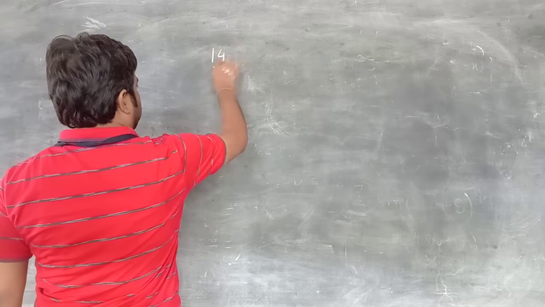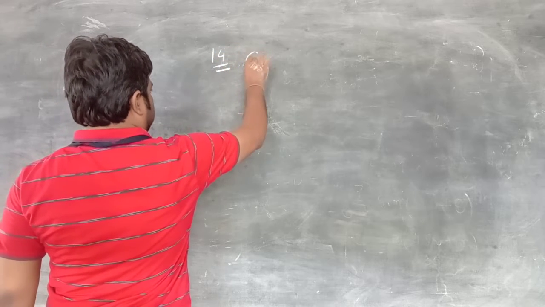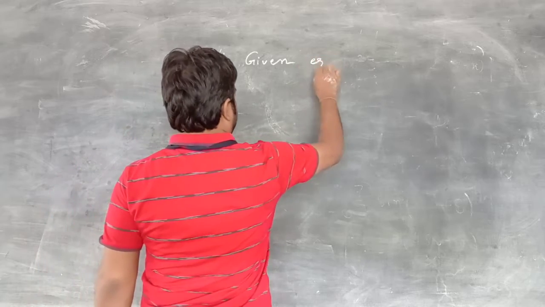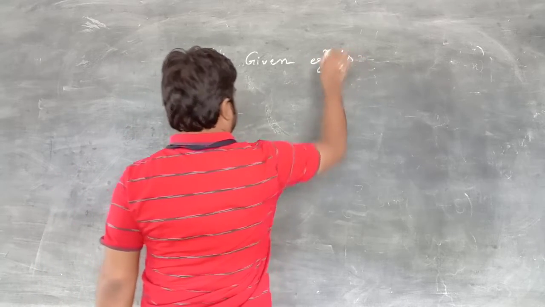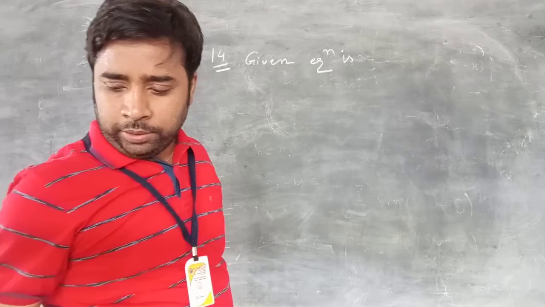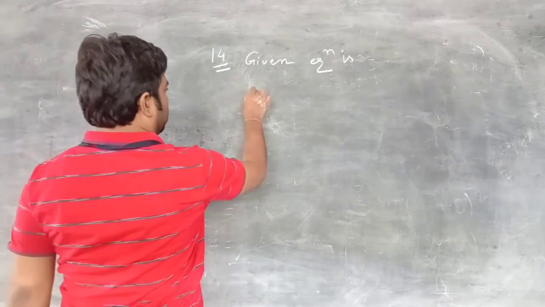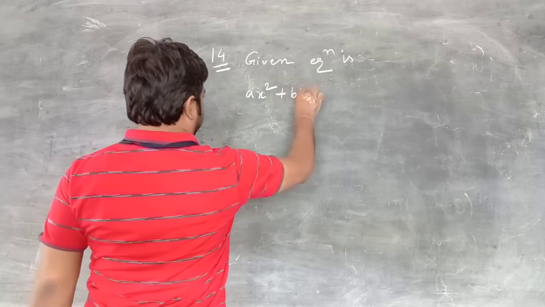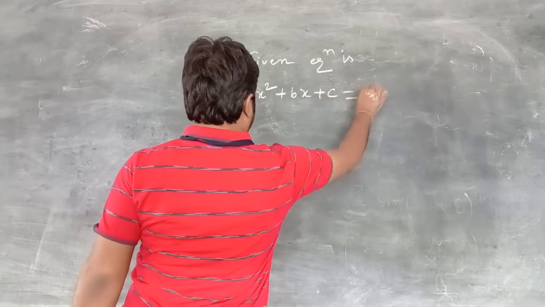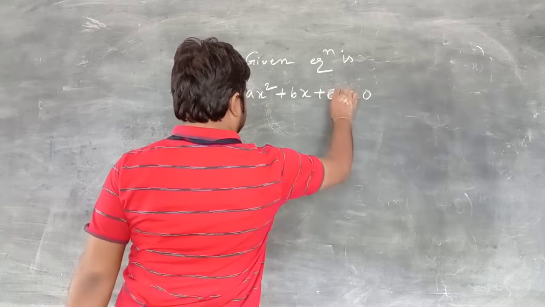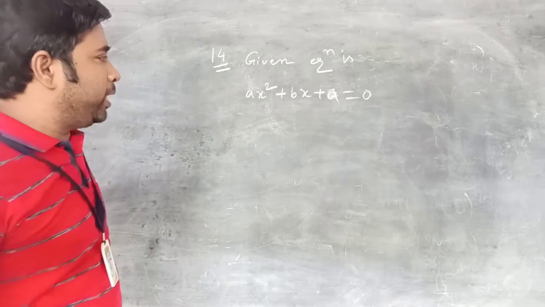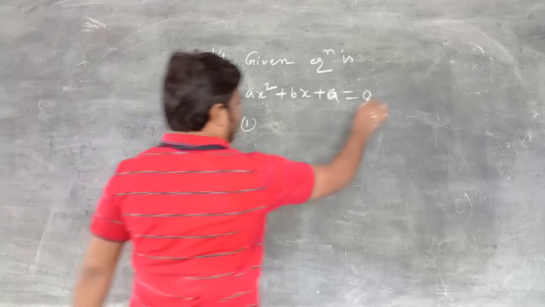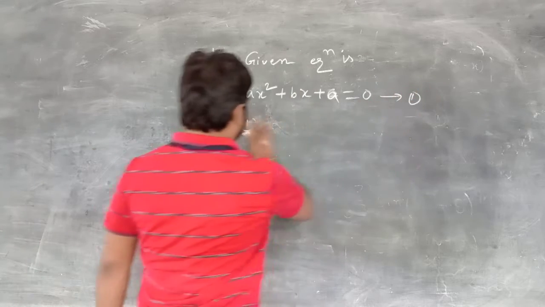What is the question here? The given equation is ax square plus bx plus c equal to 0. What is given in the question?